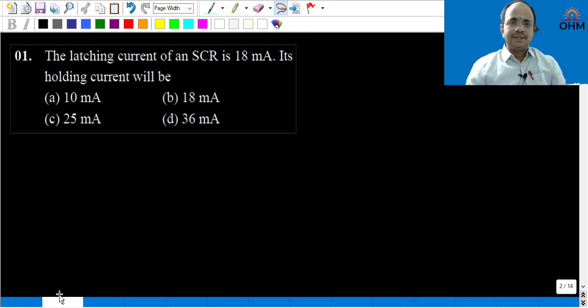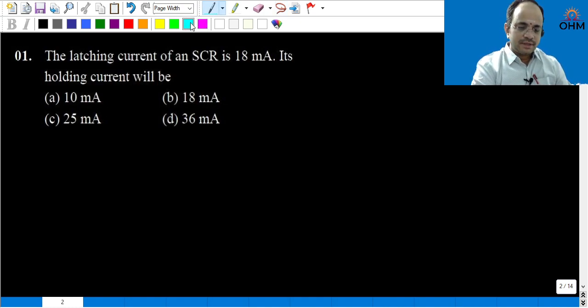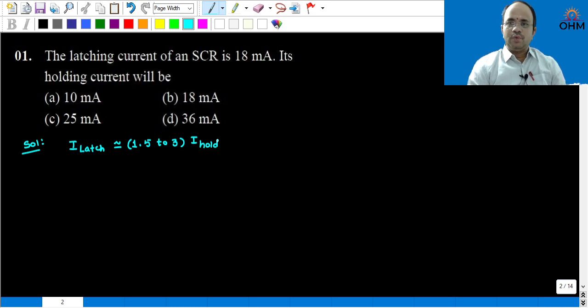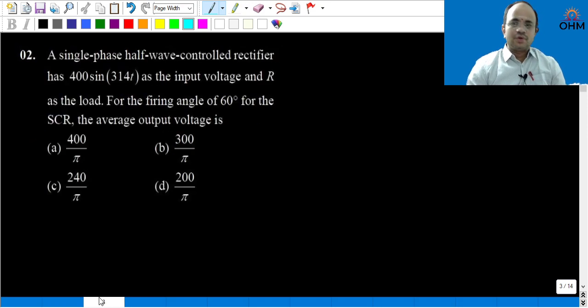The first question: the latching current of an SCR is 18 milliampere. What is the holding current? So generally, in case of SCR, latching current will be approximately 1.5 to 3 times of holding current. So what do you mean by that? Holding current is always less than latching current. From the given options, it is 10 milliampere. Suppose if in the options one more value is also given, then by using this equation, you can select any one appropriate option. Let us go to another question.